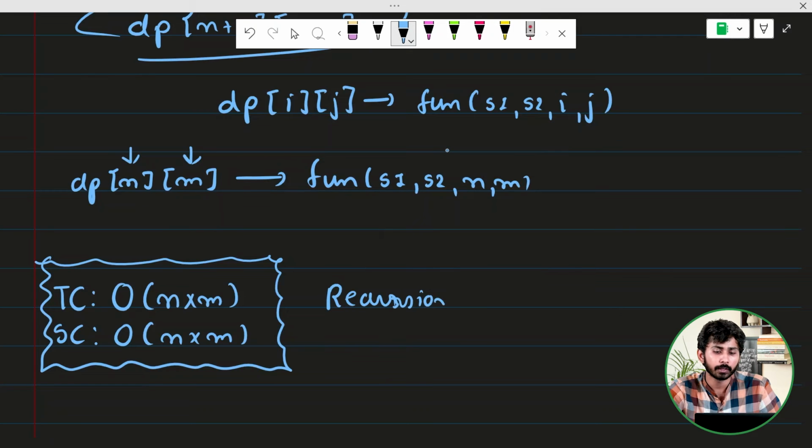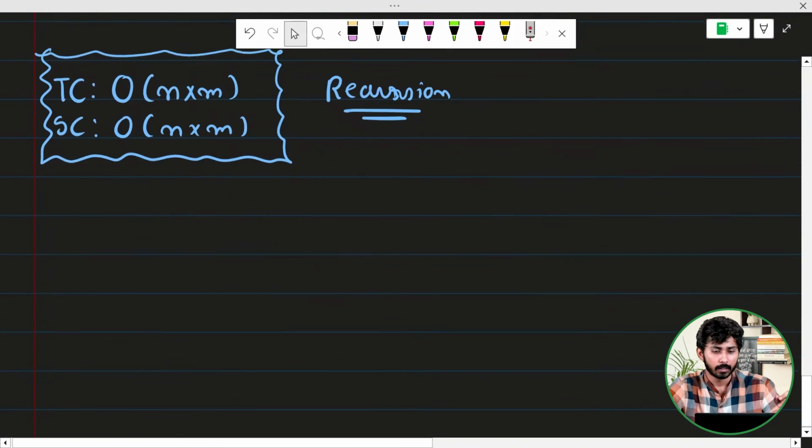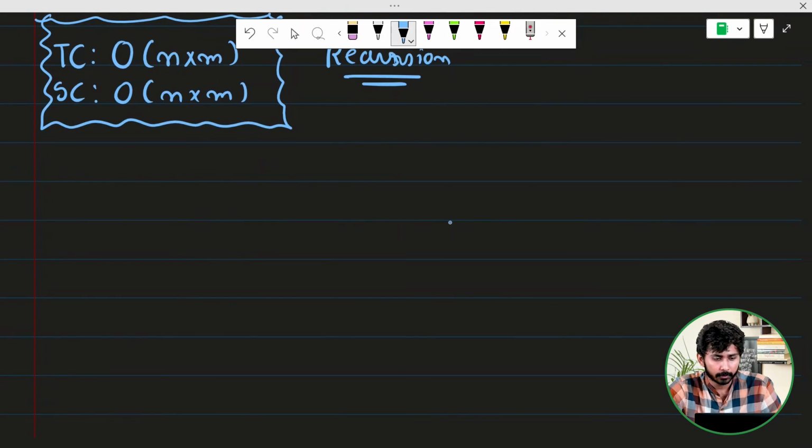Now let's say in the interview they will say that I want the tabulation approach, the top-down approach, not the bottom-up approach. Okay, so there's a technique to convert the recursive memoized solution into what? Into tabulation. It's very easy. Okay, so let's see the most optimal solution.